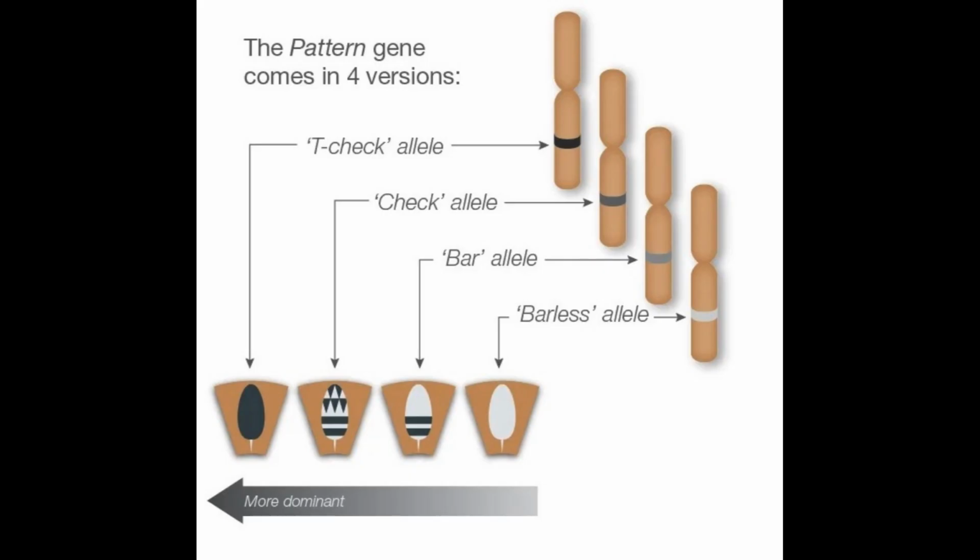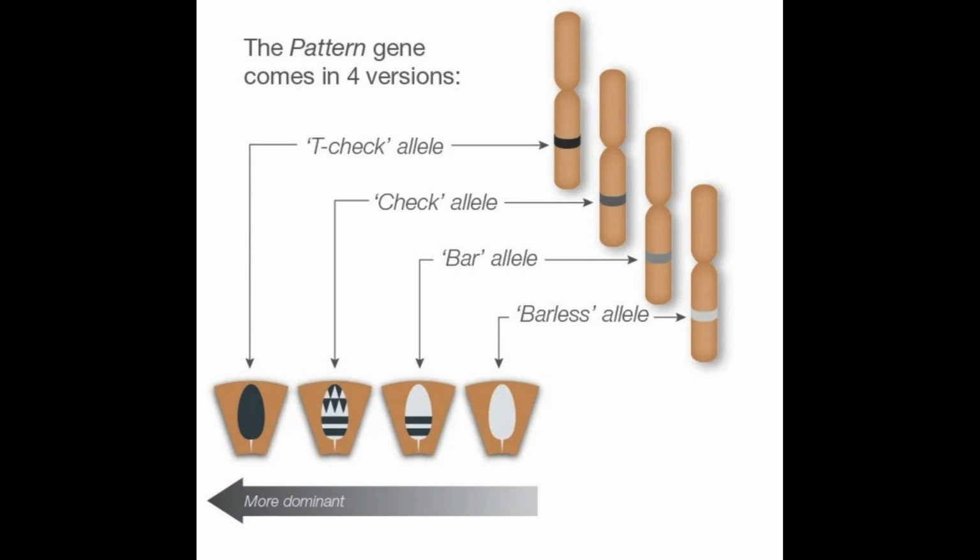The wing pattern is controlled by a single gene, which comes in 4 different versions, or alleles. Pigeons inherit 2 copies of the pattern gene, one from each parent. The 2 alleles together make up a bird's genotype. What we see, also called the phenotype, reflects the most dominant allele in the genotype. T-check is the most dominant, followed by check, bar, and finally barless, which is recessive to all the others.